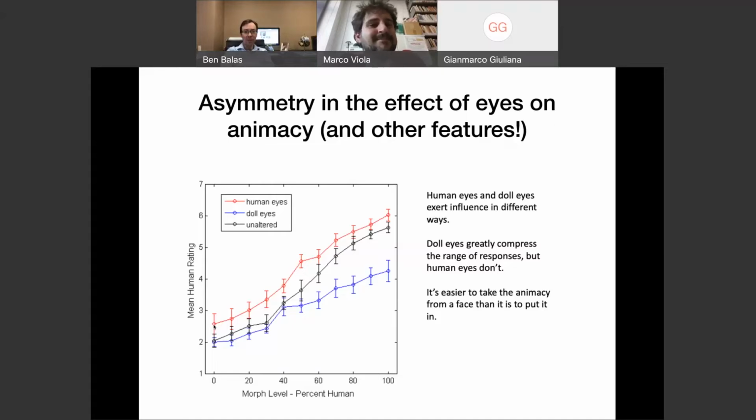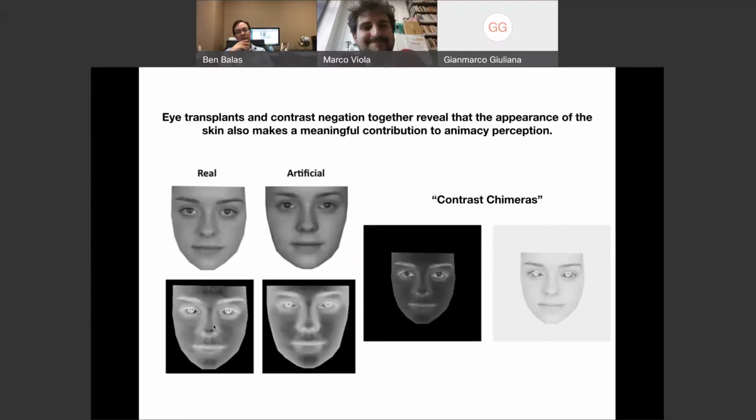We also decided to further examine the contribution of other parts of the face to animacy judgments by using a technique called contrast negation to specifically look at the contribution of skin pigmentation to animacy judgments. Contrast negation is a pretty simple technique. What we're really doing is just flipping the intensity of all the pixels in our image. So everything dark becomes light and everything light becomes dark, which leads to these funny sort of photonegative images.